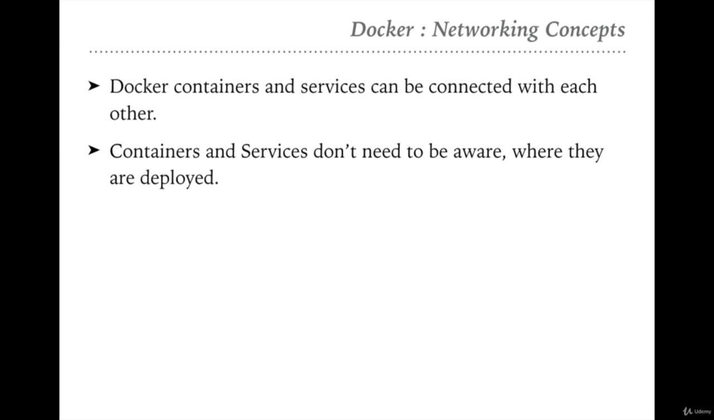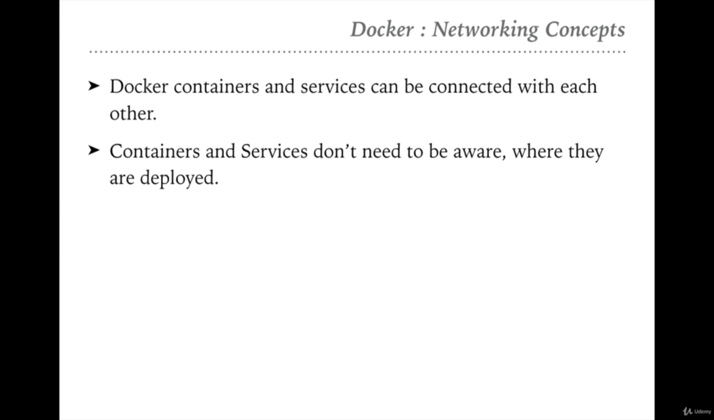Containers and services don't need to be aware of where they are deployed. It means if we are using two Docker machines, one hosted on Windows and another on Linux, then the containers don't need to bother where the hosting machine is running. They just need to know about the networking layer or the bridge they need to use.